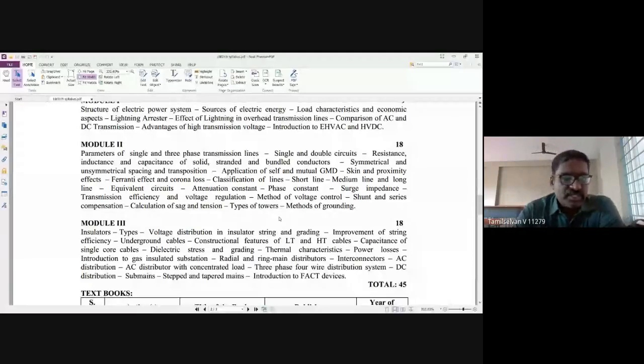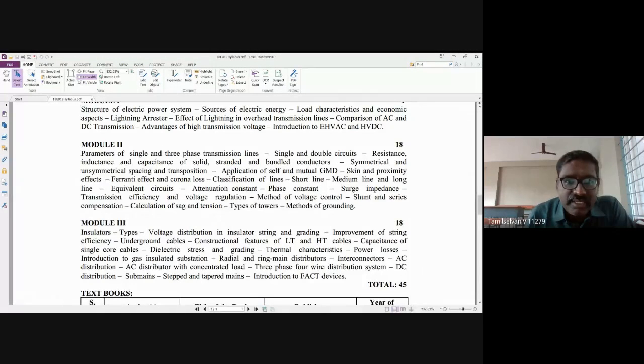So we are going to start the next module, module 3. We'll recap what we have seen in module 2: the parameters of transmission line. It means single phase and three phase transmission line parameters we have seen, right? That too for single circuit and double circuit.